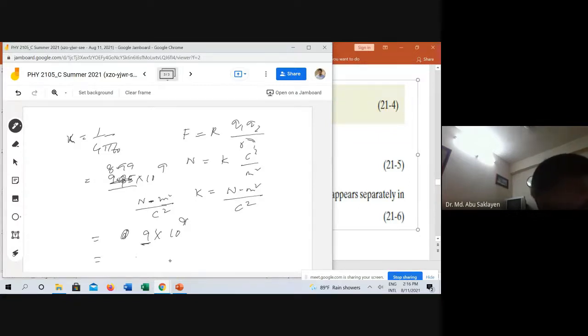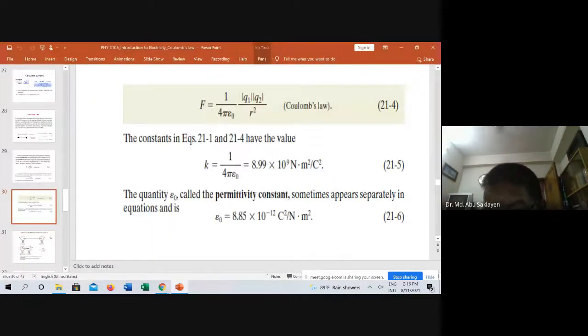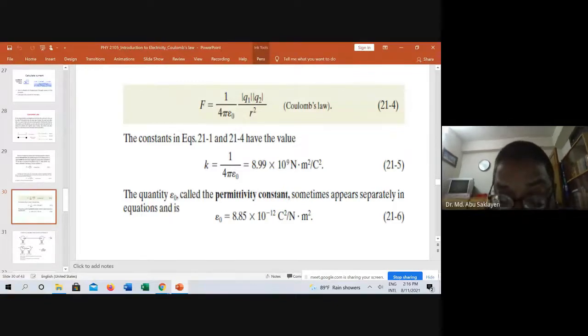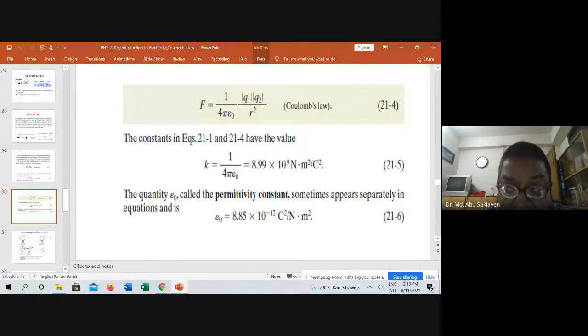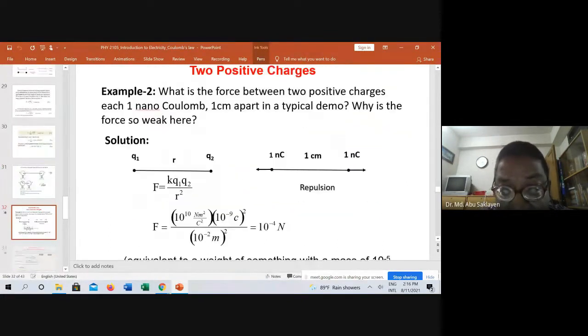And if you write it in Newton meter square per Coulomb square, then this will be the simplified value of k. k means the proportionality constant of Coulomb's law. So you can put it. The error will not be so much. Theoretically you can write it. Permittivity constant. Check it. What is the permittivity constant?